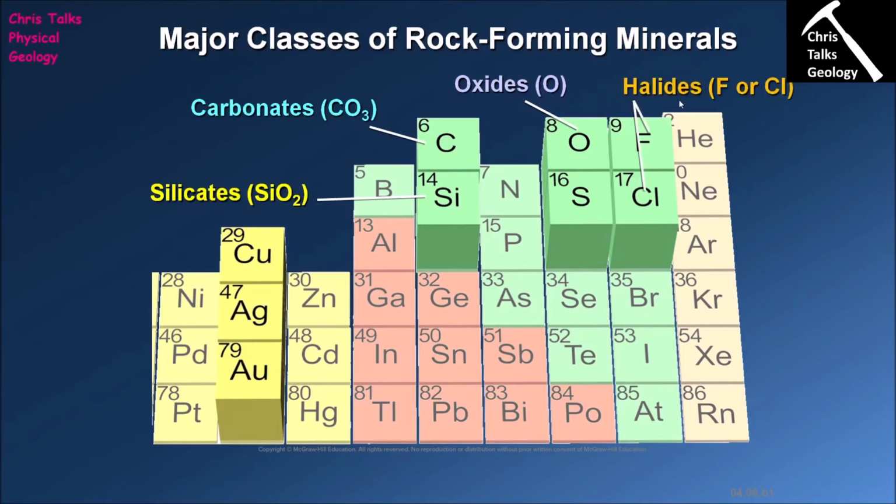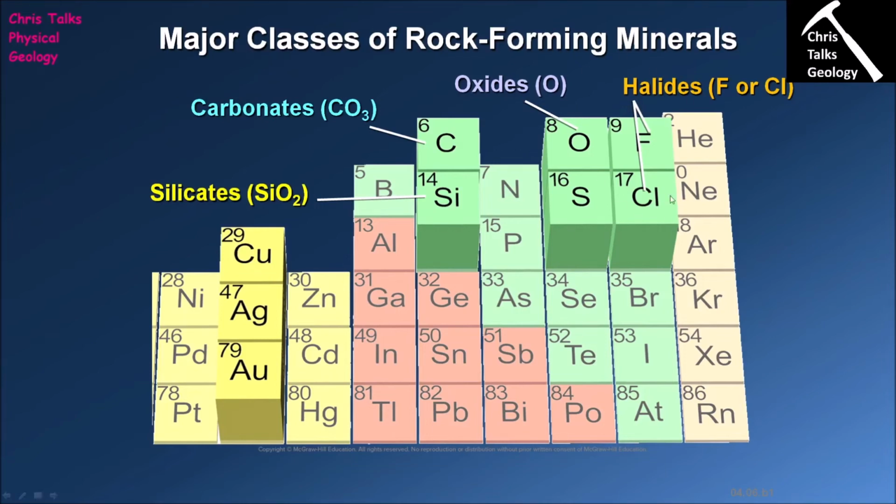The next group of minerals are the halides. And this is a group of minerals where we have a metal bonded to one of the halogens. So that's fluorine, chlorine, bromine, or iodine. Now, the vast majority of the halide minerals is going to be a metal bonded to either fluorine or chlorine. The classic example is table salt, which is a mineral called halite, which has the chemical formula NaCl. So it's 1 sodium and 1 chlorine.